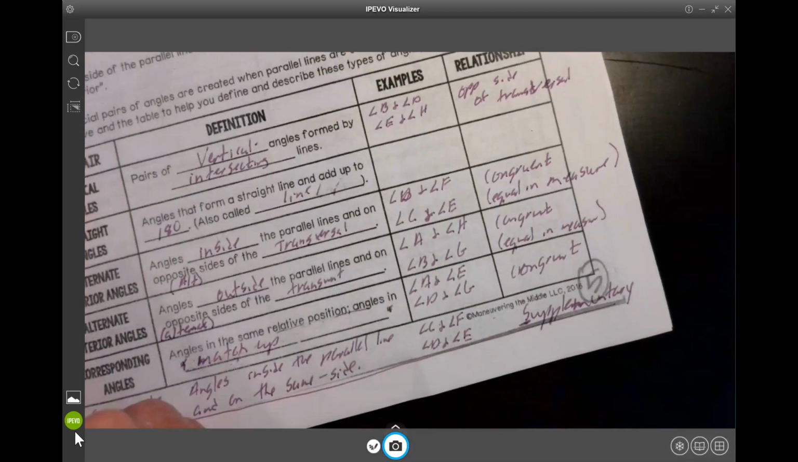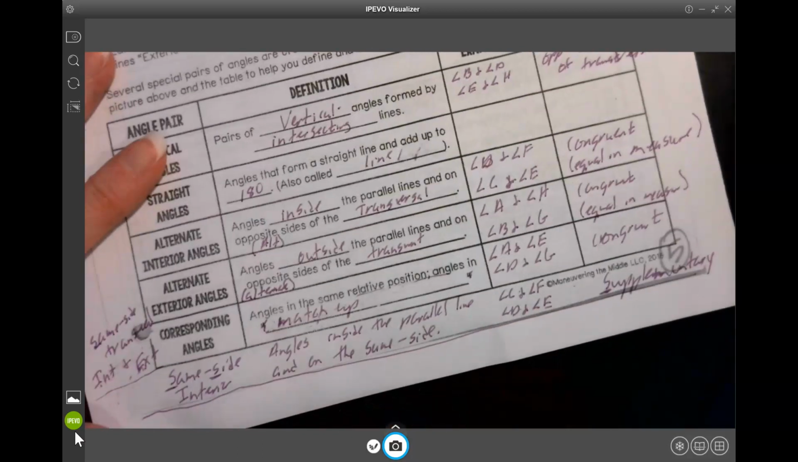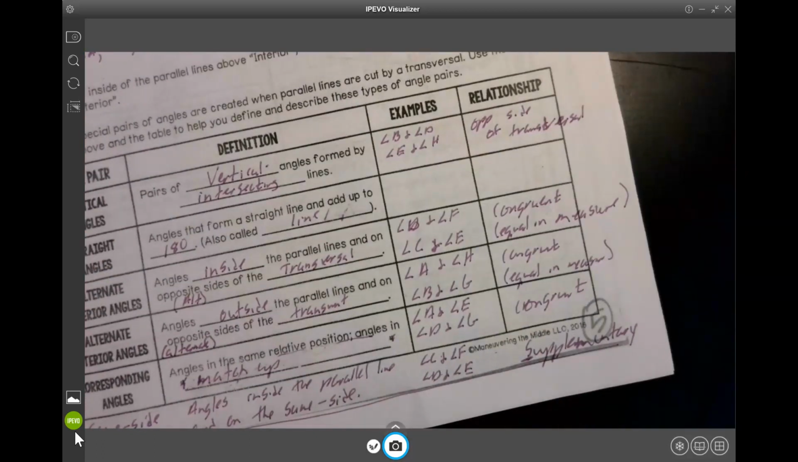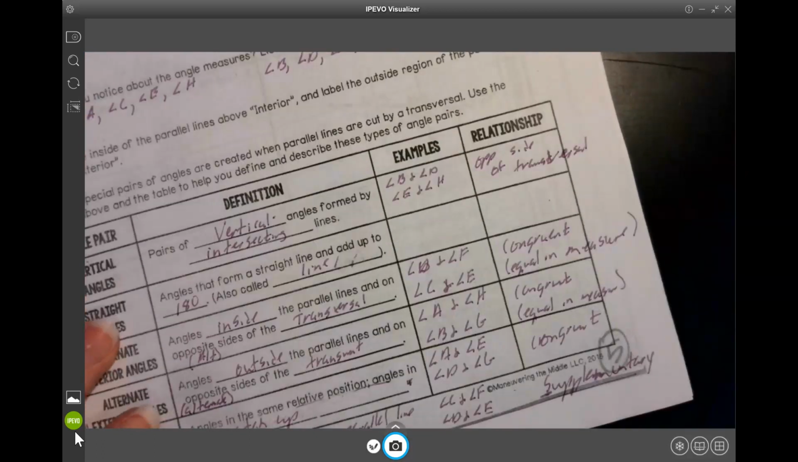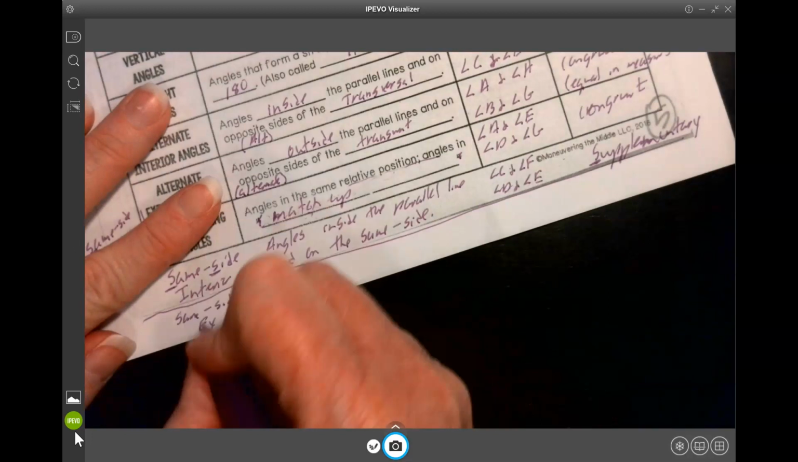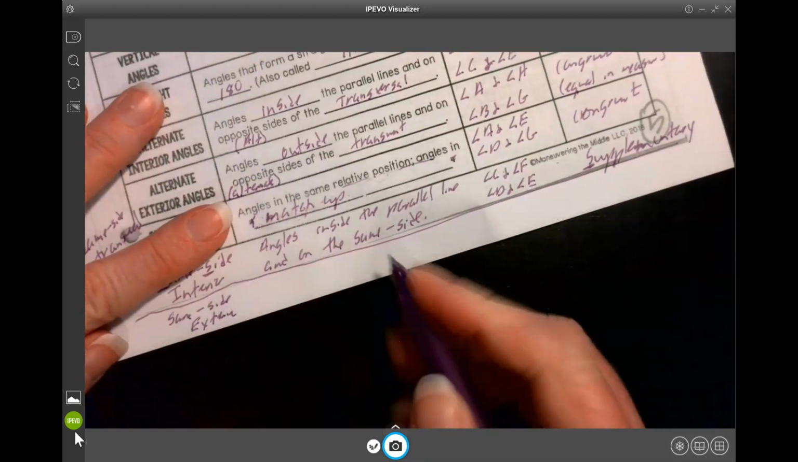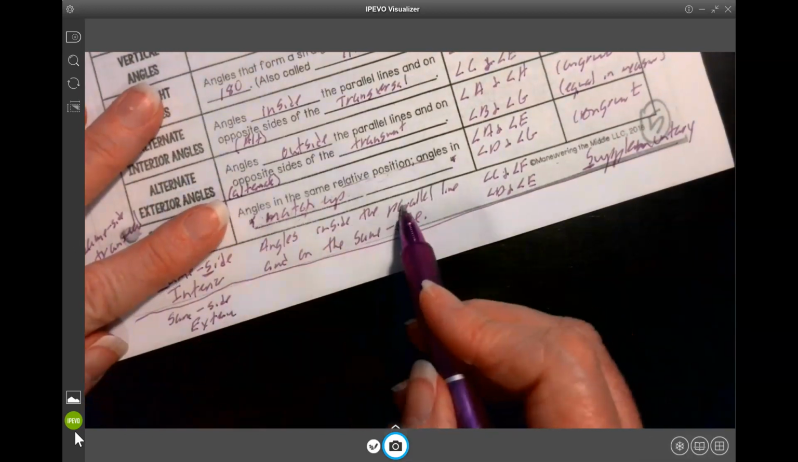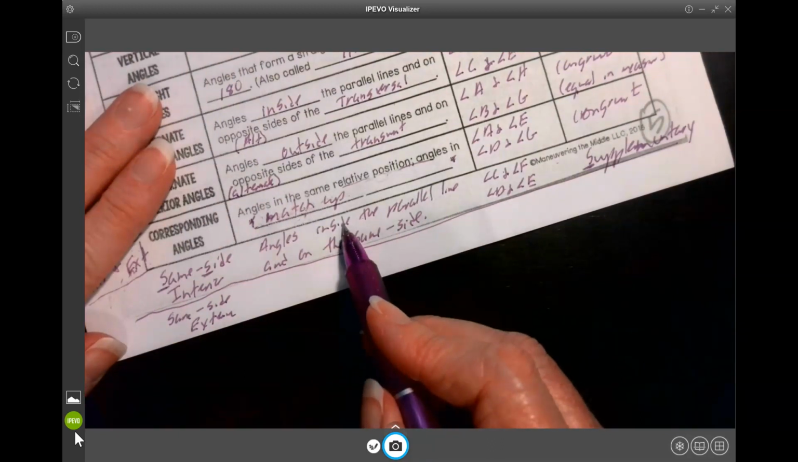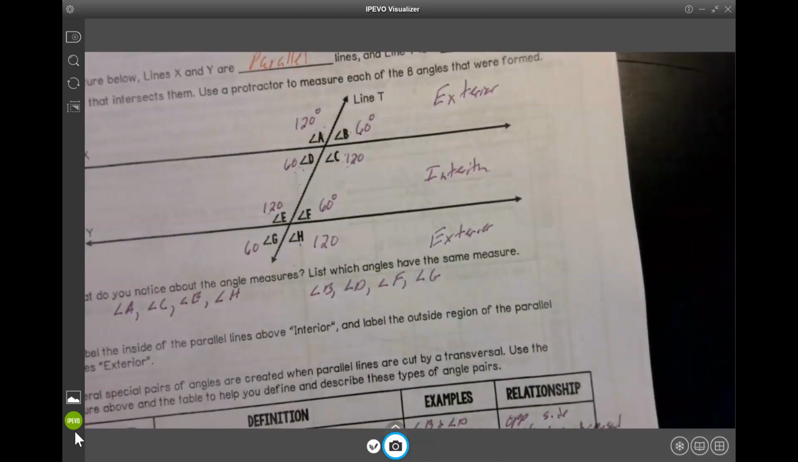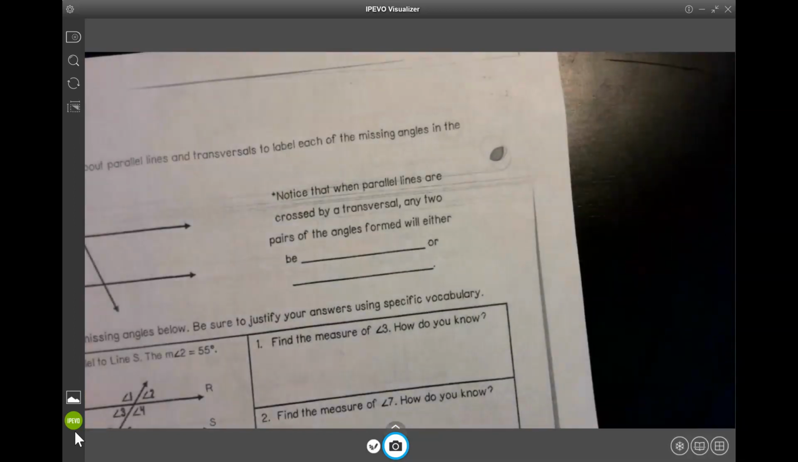With corresponding, it's same side, but that's it. They're interior and exterior. So same side, interior, supplementary. So then same side, exterior. Okay, you get the point, right? Same side, exterior. They're on the same side, but on the exterior, outside of the parallel lines. Okay, so those are the different kinds of angles that you're going to come across with these.